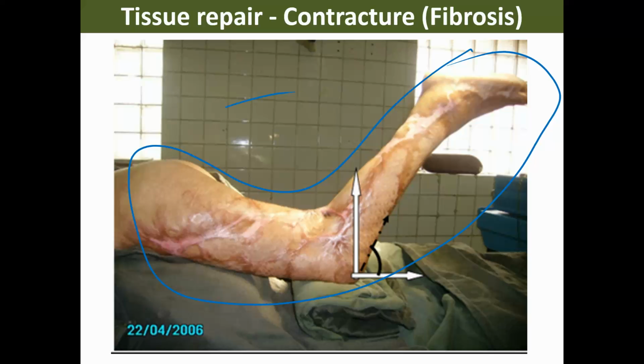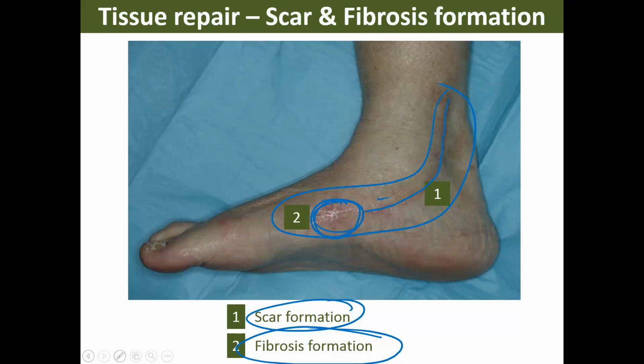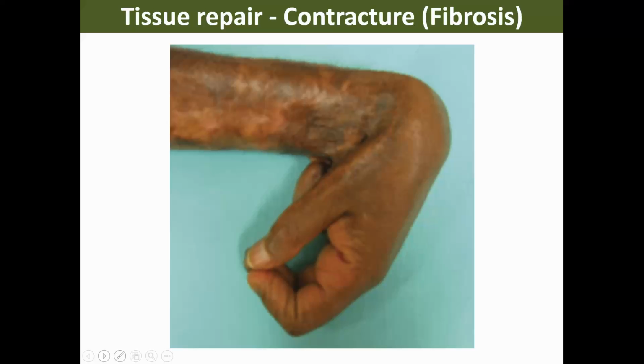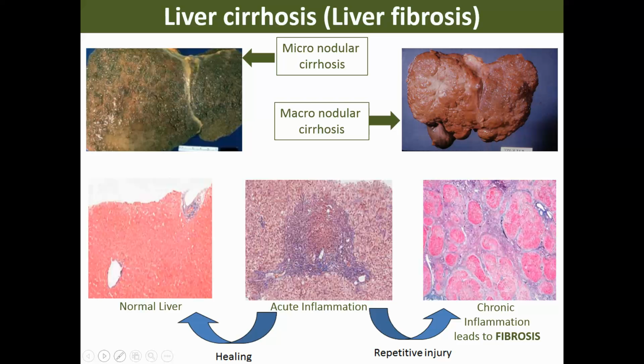So if I keep this picture, you should write what type of tissue repair it is. You should write it is fibrosis leading to contracture. Okay, here if I mark this one, you should write it is a scar. If I mark this one, you should write it is fibrosis leading to contraction. Okay, so this slide inshallah we will be discussing in the other module. So this is a very important slide. So this is called liver fibrosis.